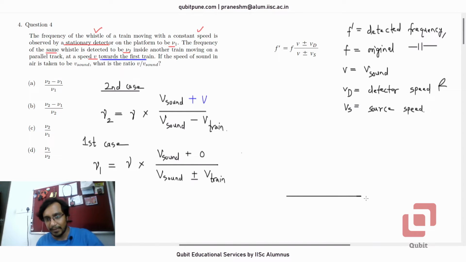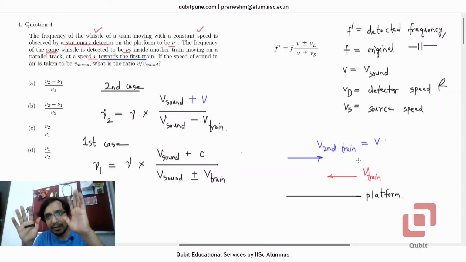Okay, suppose this is the platform. The person who is observing, or who is measuring the frequency, is standing on the platform. If we say that the first train, which is moving with speed v train, is approaching the platform, that's important. And we now conclude that this is the direction of the second train, whose speed is given to be v. If you visualize this situation, then the ambiguity whether we should take it as plus v train or minus v train will get removed.